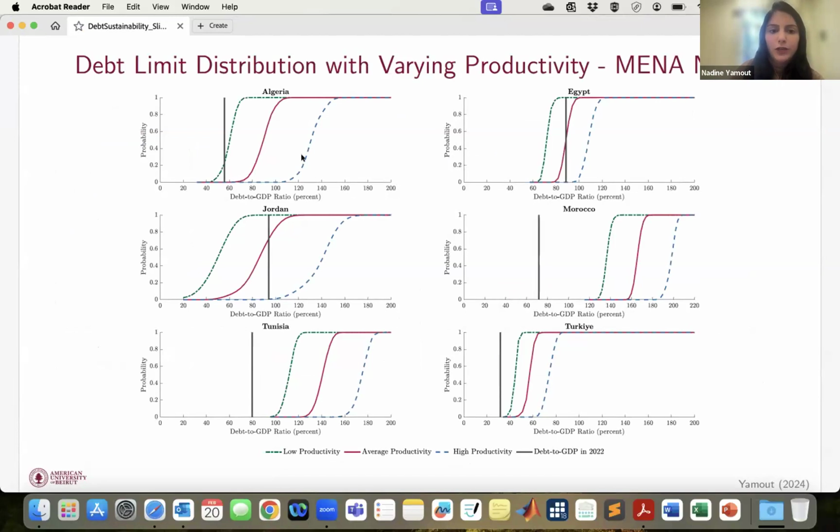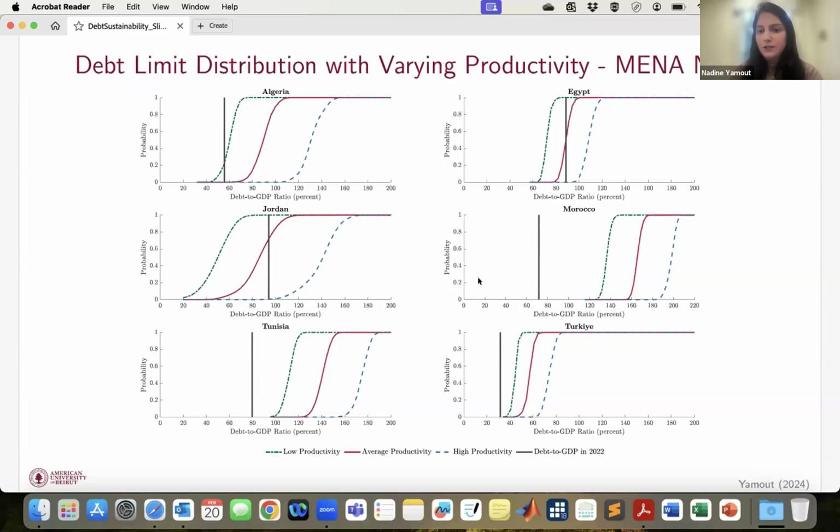So for example, if you look here, let's take a specific country, Algeria, for example. The red cumulative distribution will tell us the probability of default given the level of debt. So you can see that if the state of the economy is average, Algeria is still below. The black line is the debt to GDP ratio in 2022. So Algeria is still below its debt limit. However, any negative shock to the economy, which would move Algeria to this dotted green debt limit, would imply that there's a risk of default, particularly around 20%.